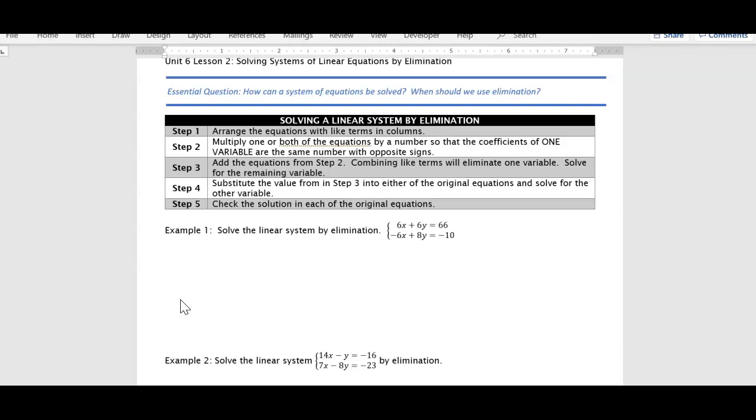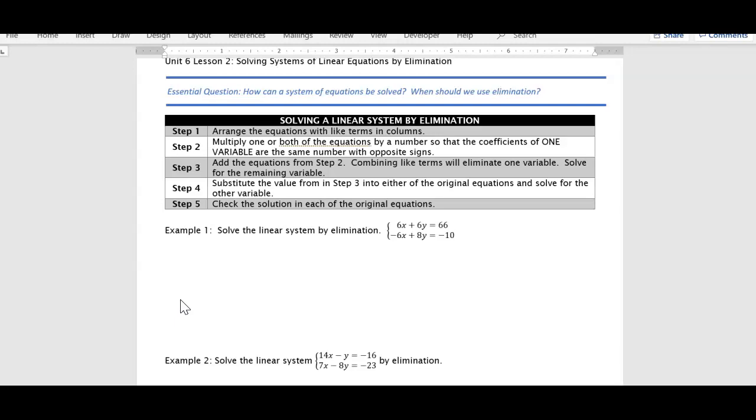Step 3, add the equations from step 2, combine like terms, and that will eliminate one variable, and then you want to solve for the remaining variable. Your step 4, you'll be substituting the value you find from step 3 and solving for the second variable. And step 5 would be to check your solution in each of the original equations.